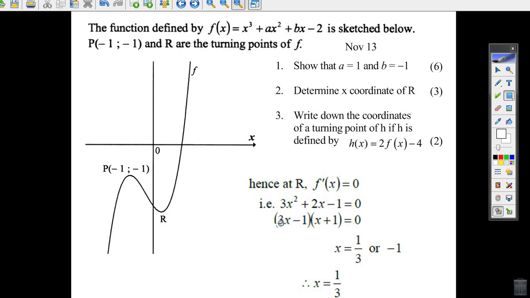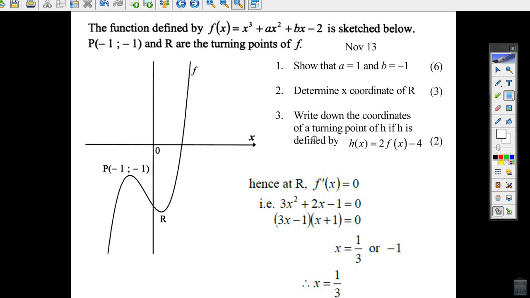Then you factor this. 3x times x is 3x squared. Minus 1 times positive 1 is -1. And if you put the 1 here, you've got plus 3x minus 1x. That gives you the 2x. Well, there's two answers here. Hey, I'm glad it's x equals -1 because that was our original turning point. The other one must be 1 over 3. x equals 1/3 makes this equal 0. So that has to be the x coordinate of r.